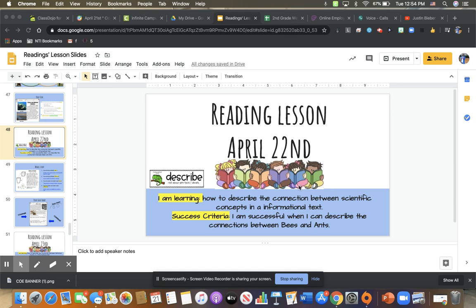Today is Wednesday, April 22nd, and we are going to be moving into something different than what we've been working on the last few days. So, our learning target for today is I am learning how to describe the connection between scientific concepts in an informational text. Okay, so our verb here is describe.